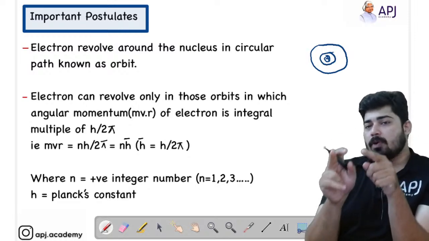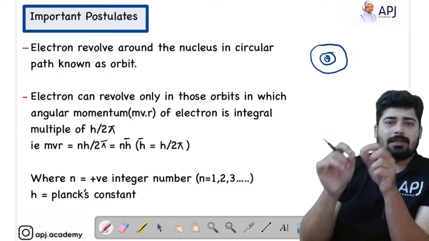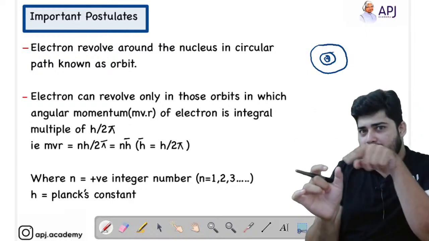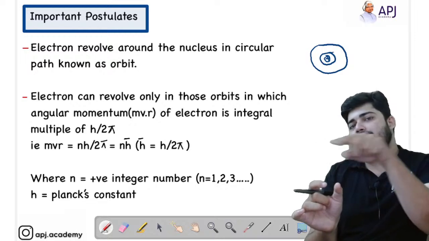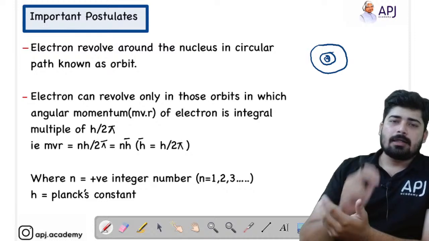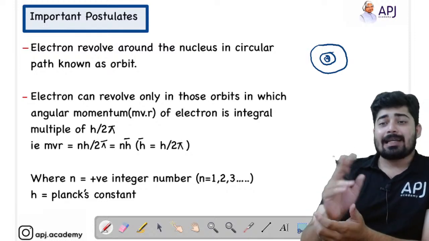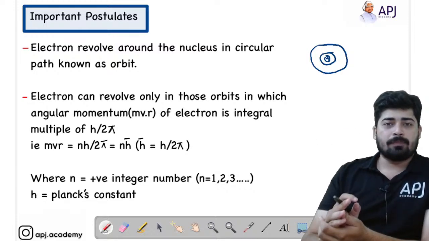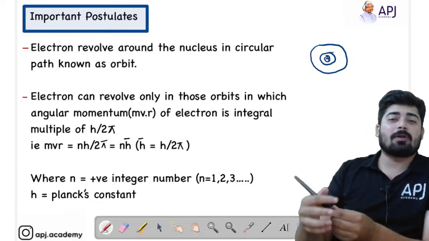What Bohr said is that if the electron is revolving around the nucleus in a circular path, that path is called an orbit. That orbit has a constant energy field, and if you place an electron in that energy field, it starts revolving. Okay, now let's move on to the second one. What is the second postulate? The second postulate is that the electron can revolve only in those orbits in which the angular momentum of the electron is an integral multiple of h by 2 pi.